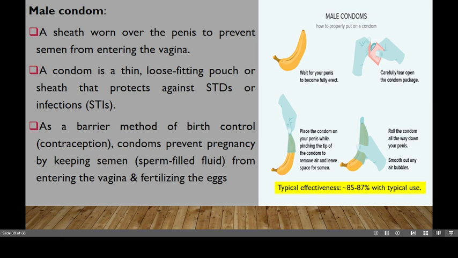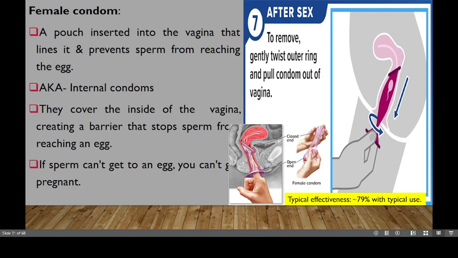If applied effectively, male condoms have an effectiveness of about 85 to 87% in preventing unintended pregnancies.